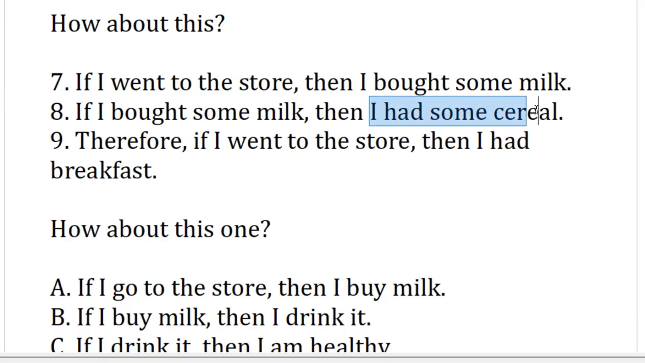And that means that the very last link in the chain has to match right here, and it doesn't. Now you could add another link in the chain. In other words, you could add in there 8.1. If I had some cereal, then I had some breakfast. And then conclusion number 9 would work.